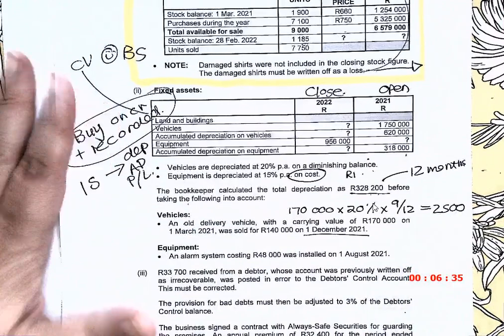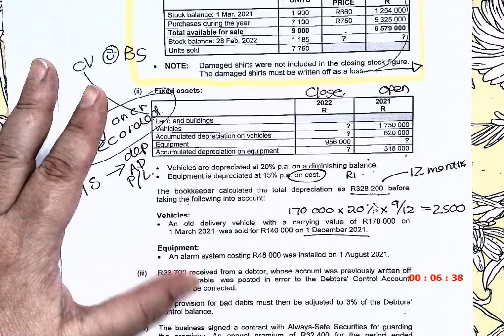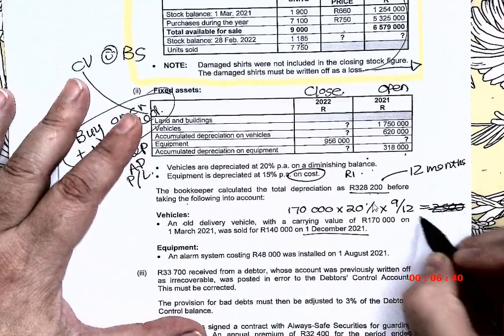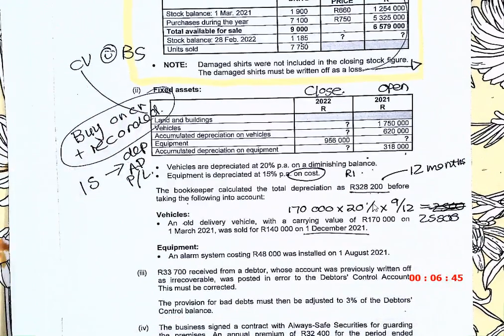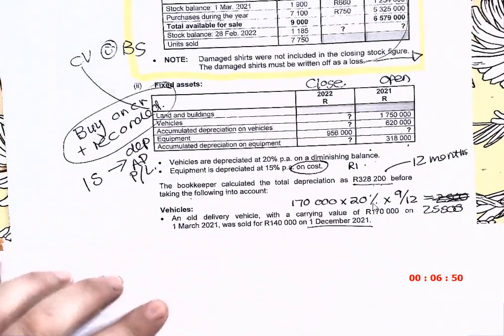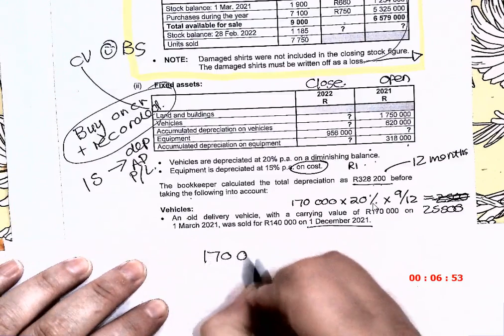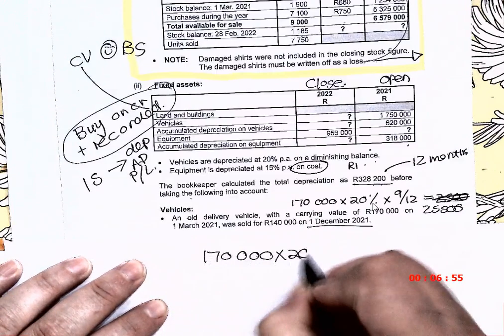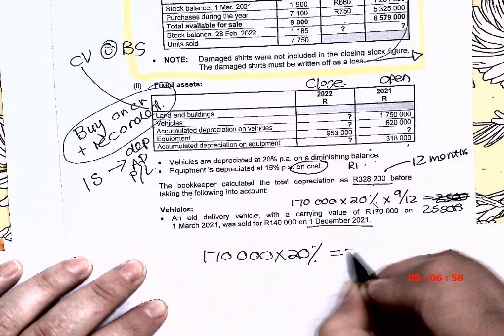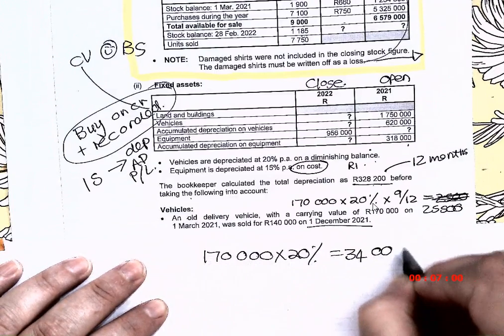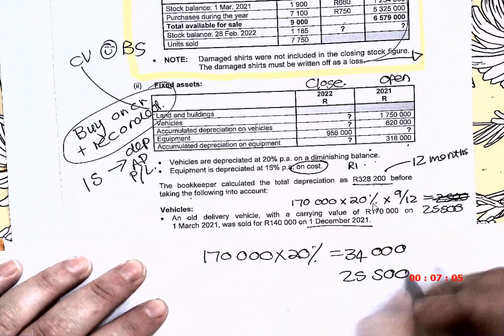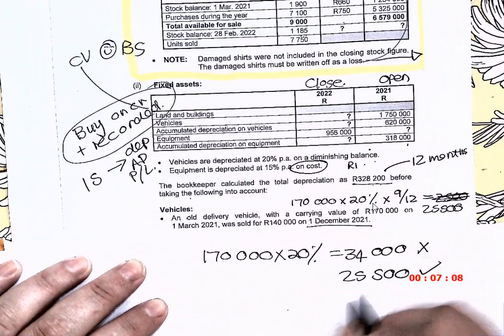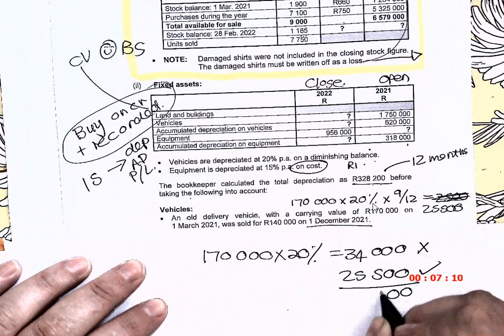Okay, but now, 25,500. Okay, but now what is the problem here? This is 9 months. What did they already calculate? 12 months. So they calculated 170 times 20%, which gives me 34,000. Is that right? Yes, ma'am. But we are only supposed to show 25,500. Can you see? Overstated with how much? 8,500.